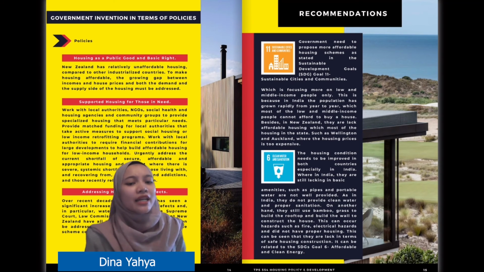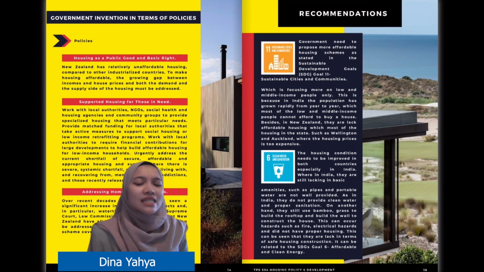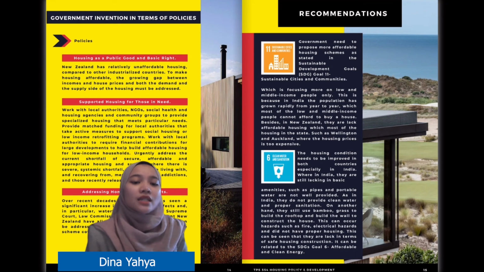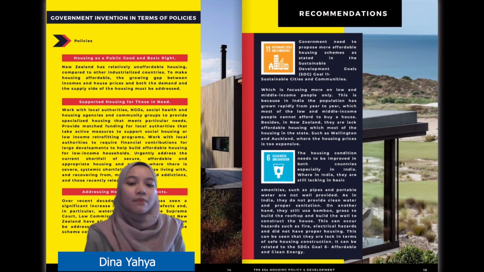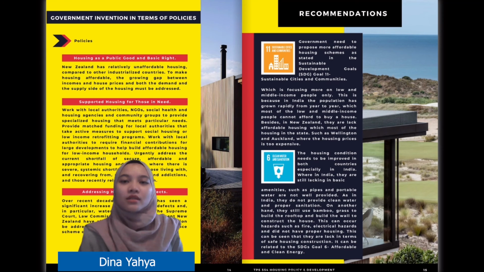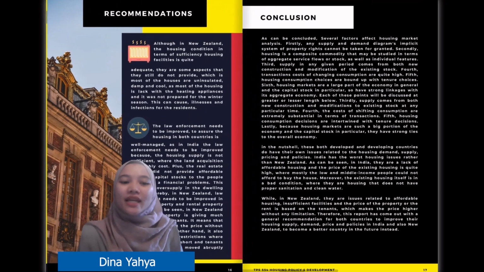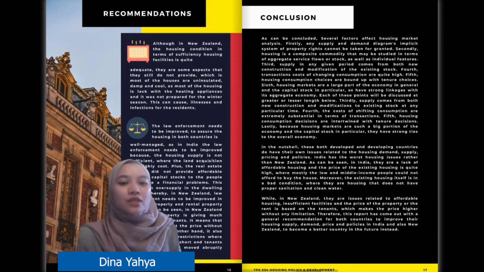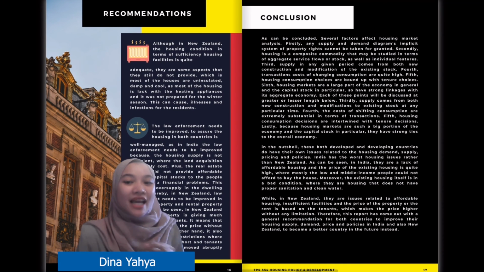know that in India they are lacking in amenities as they do not provide clean water and proper sanitation. This can be related to SDG 6, which means that in order to develop sustainable countries, these elements are really important. While in New Zealand, the housing conditions in terms of sufficient housing facilities are quite adequate, as most of the housing lacks heating appliances.